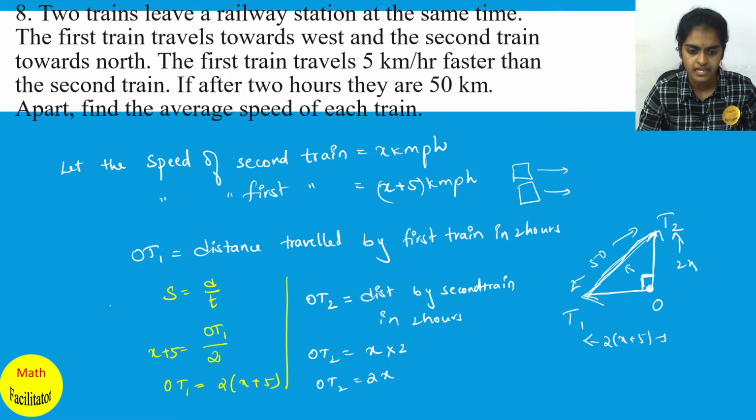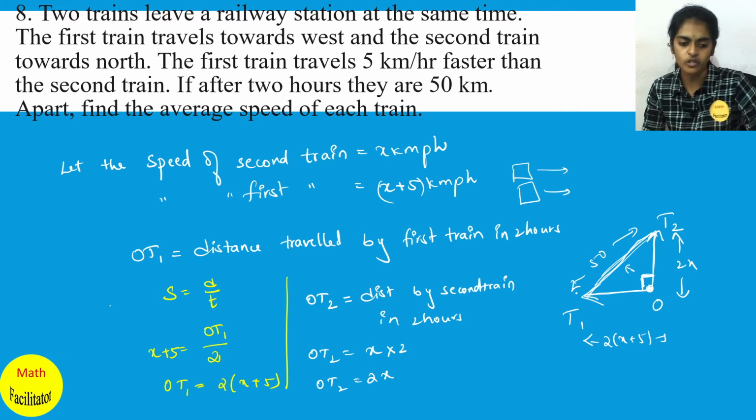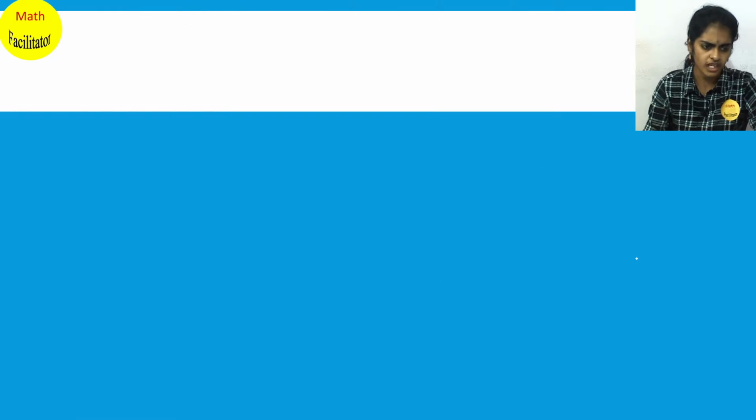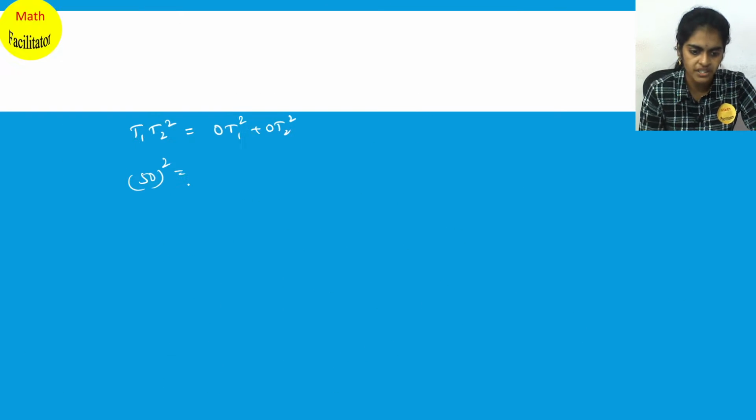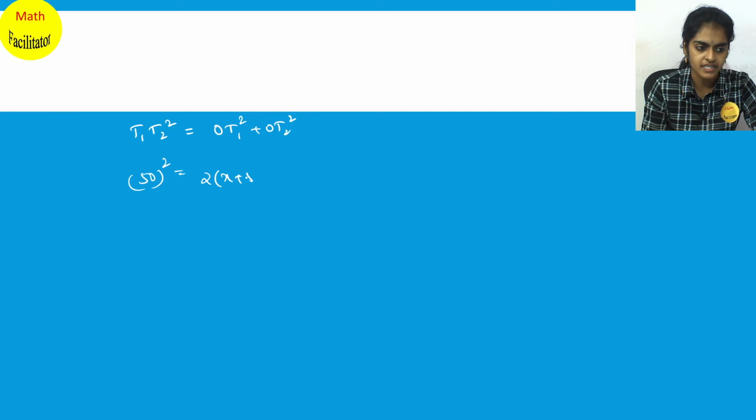OT2 is 2x. Now as I have already told you, this is a right angle triangle. So using Pythagoras theorem, the hypotenuse square is equal to the sum of the squares of the other two sides. The hypotenuse is 50, so 50 squared is equal to OT1 squared, which is 2 into (x plus 5) whole squared, plus OT2 squared, which is (2x) whole squared. That is equal to 4 into (x plus 5) whole squared plus 4x squared.